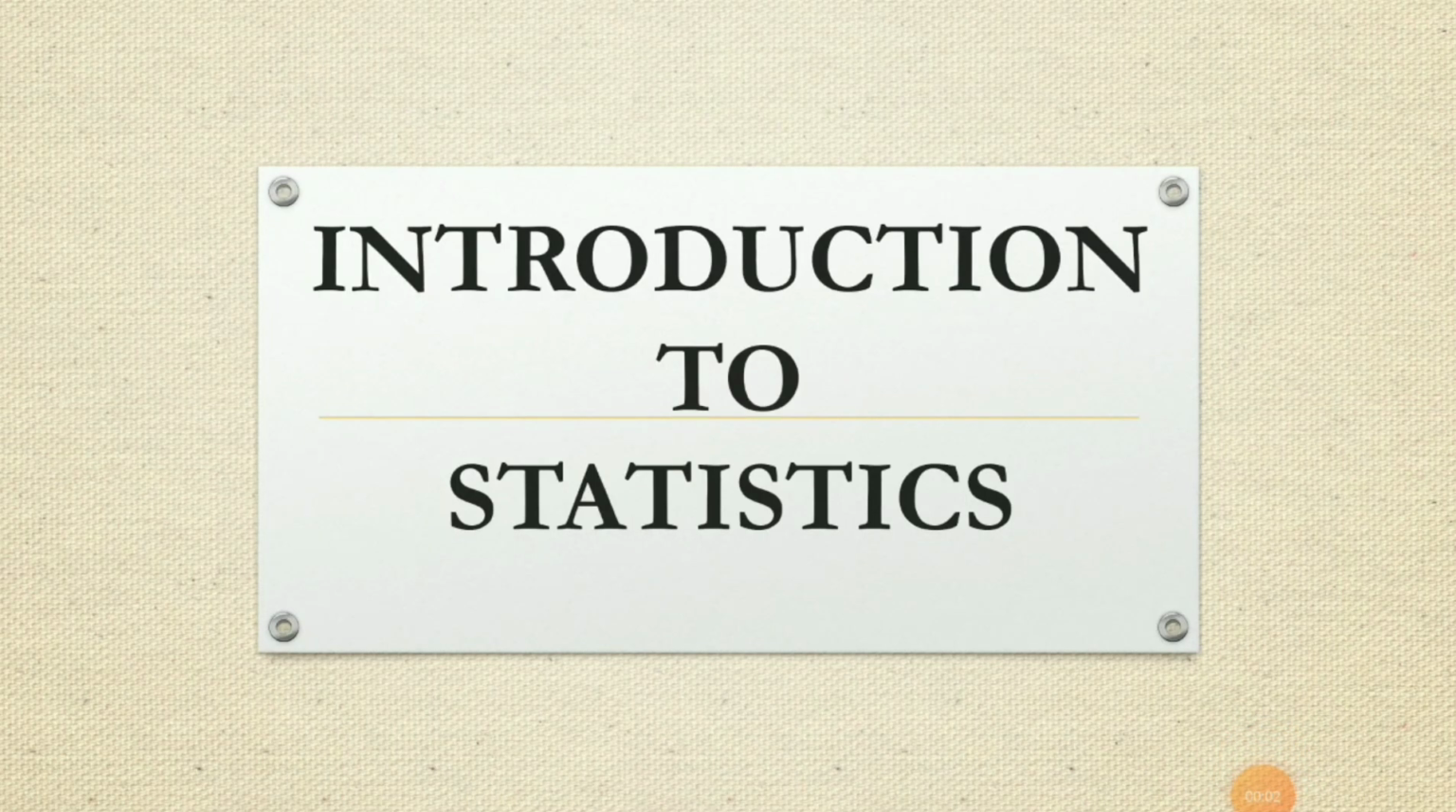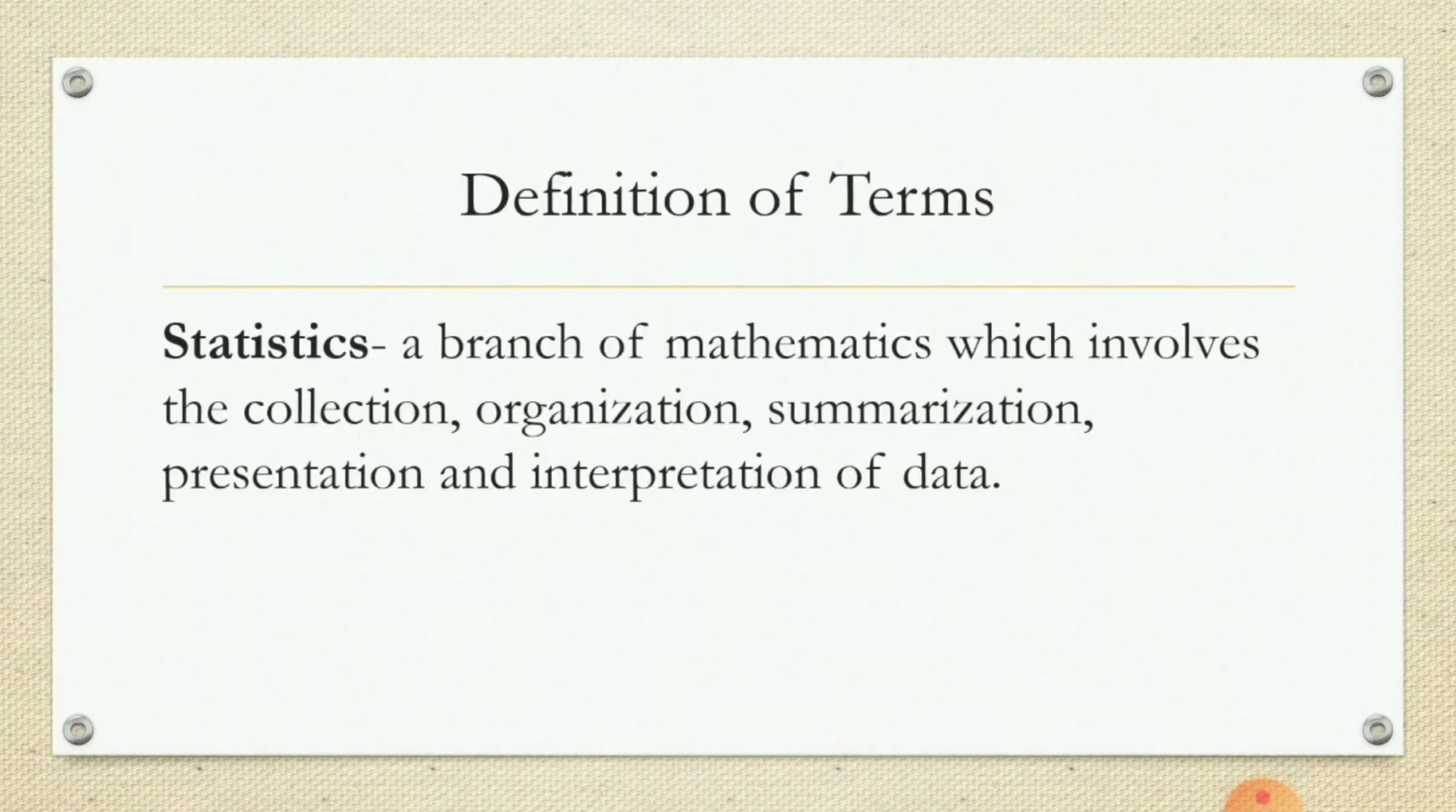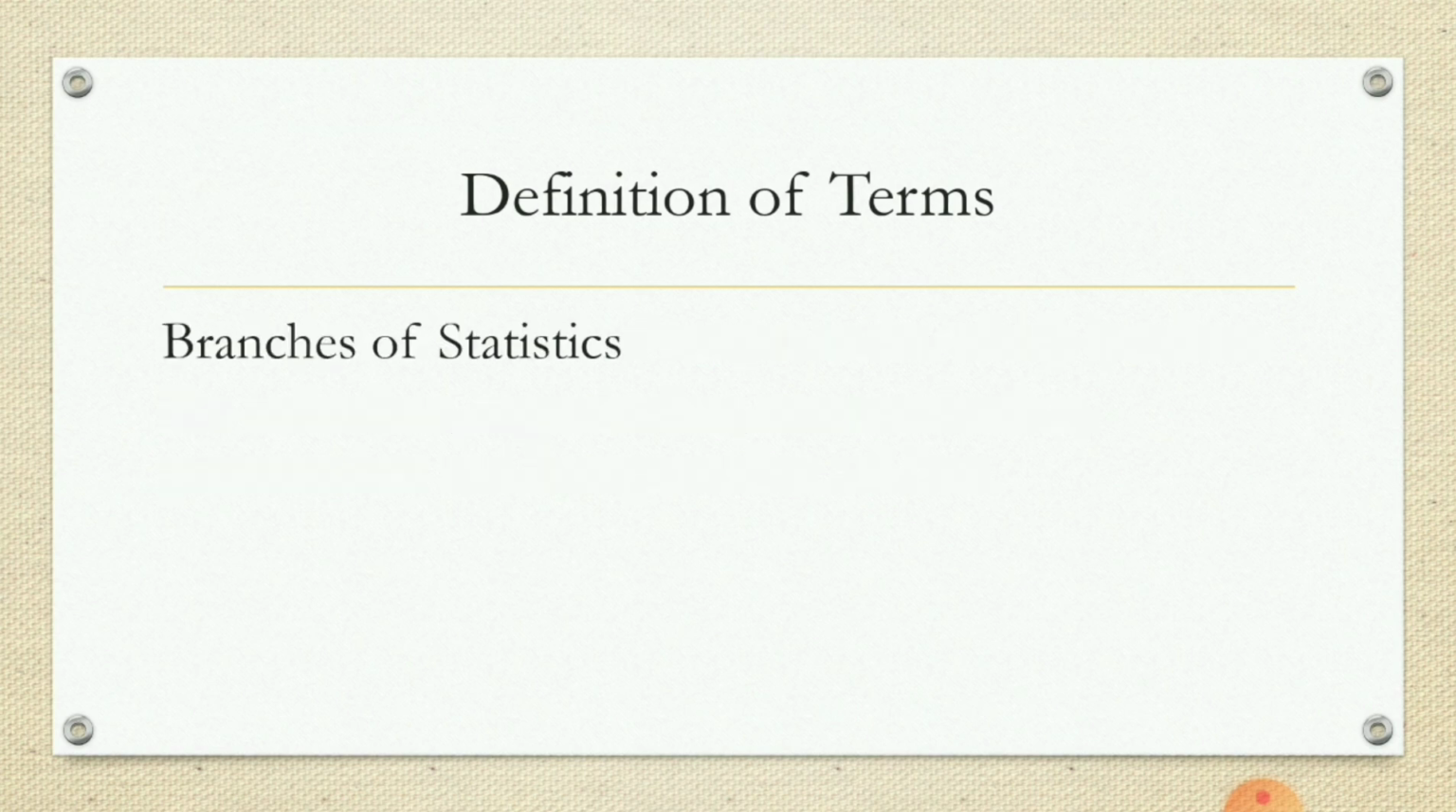In this video, I will discuss some important terms used in statistics. First, let us define statistics. Statistics is a branch of mathematics which involves the collection, organization, summarization, presentation, and interpretation of data. So if you gathered, arranged, summarized, or presented information, or explained or interpreted this information, it means that you have applied statistics.